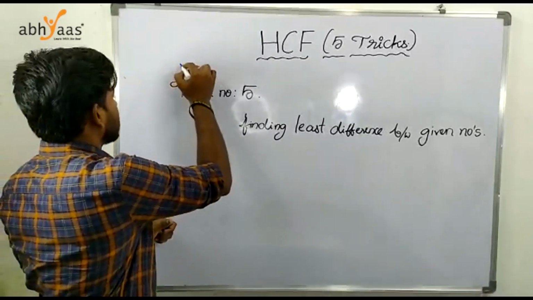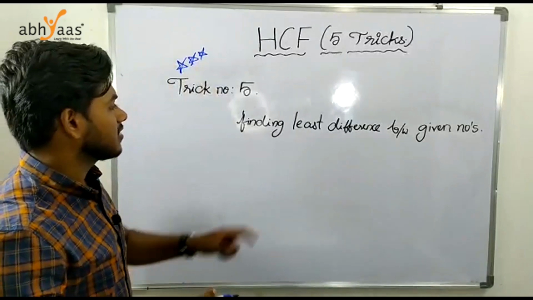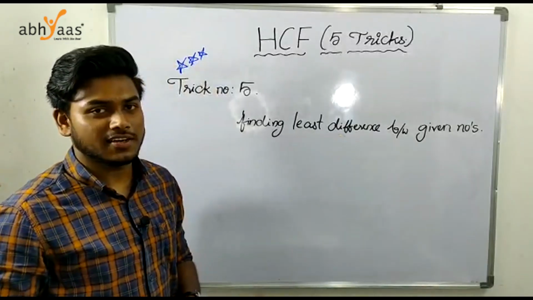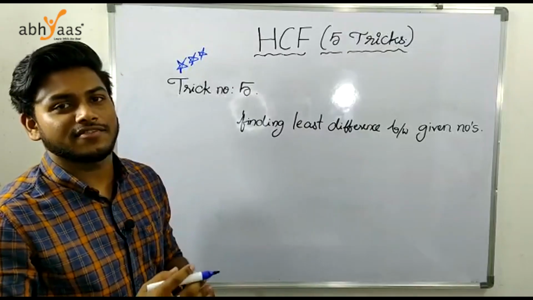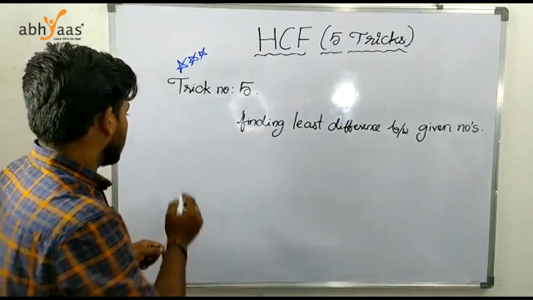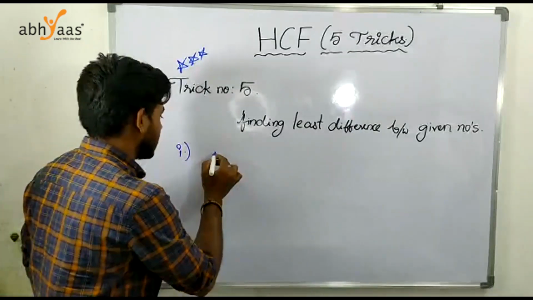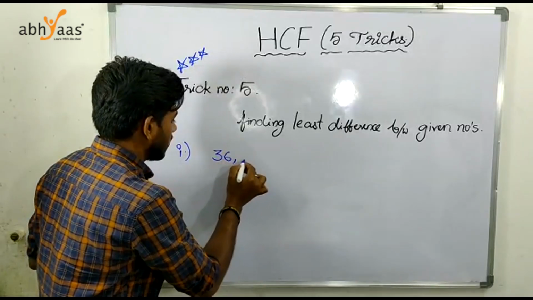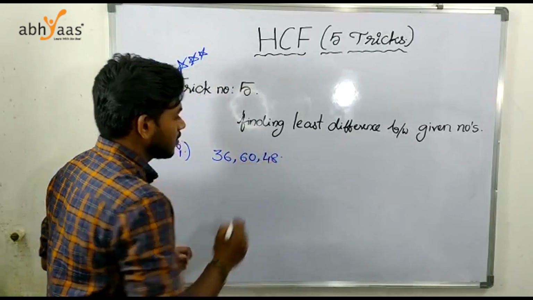The fifth trick is very important. Here we need to find out the least difference between the given set of numbers, and we need to check whether the difference is a factor of all the given numbers or not. So let me explain with one example. Let's consider the numbers 36, 60 and 48.